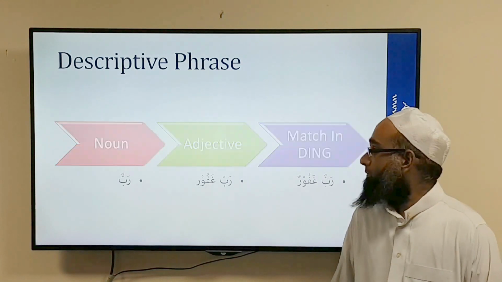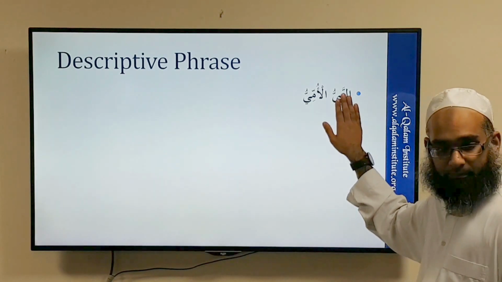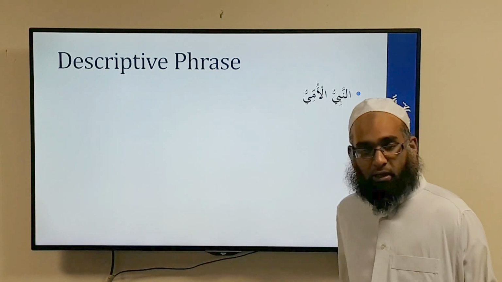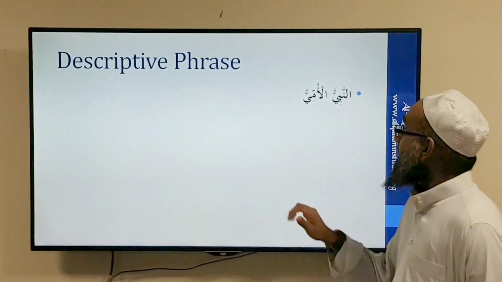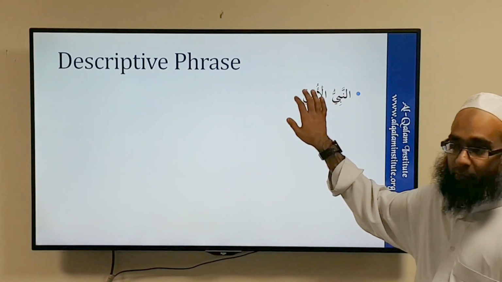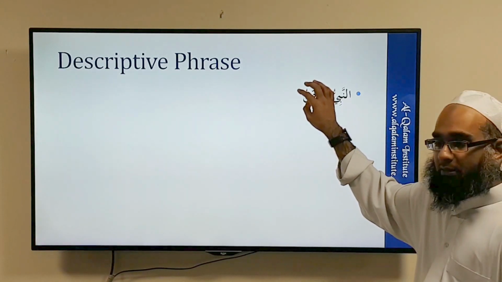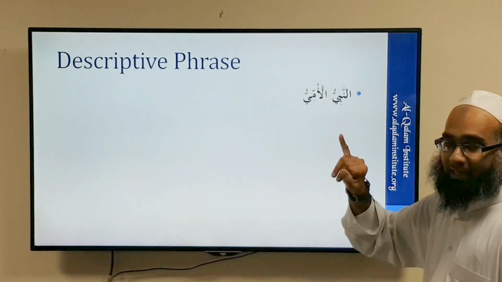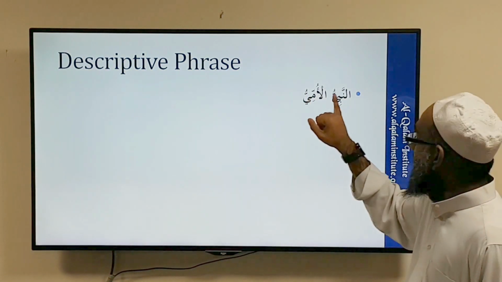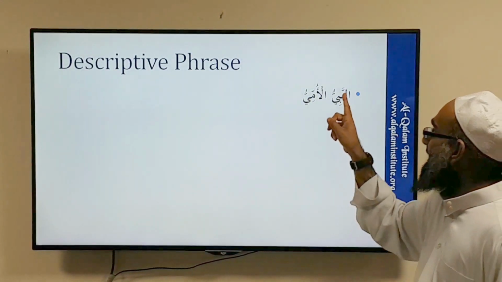Make sense? Look at this example. Nabi means what? Prophet. And ummi means unlettered, meaning somebody who is unable to read or write. Now, this is a mawsuf, this is a noun and adjective. Why? Because Nabi is a noun and ummi, unlettered, is an adjective. And they match in ding. Definite, definite. Marfu, marfu. Wahid, wahid. Muzakkar, muzakkar.